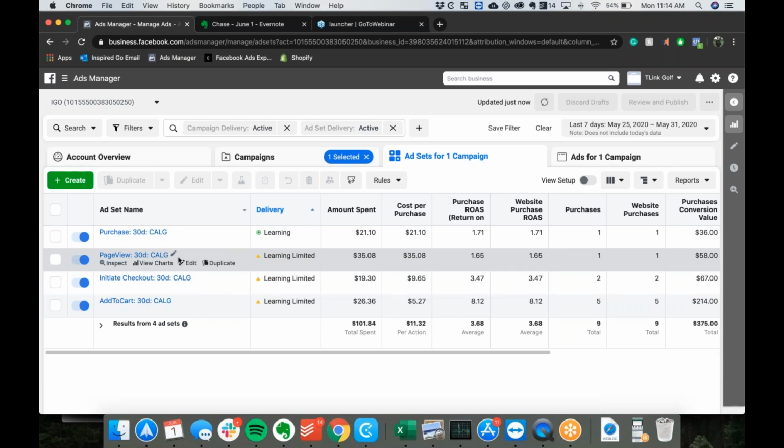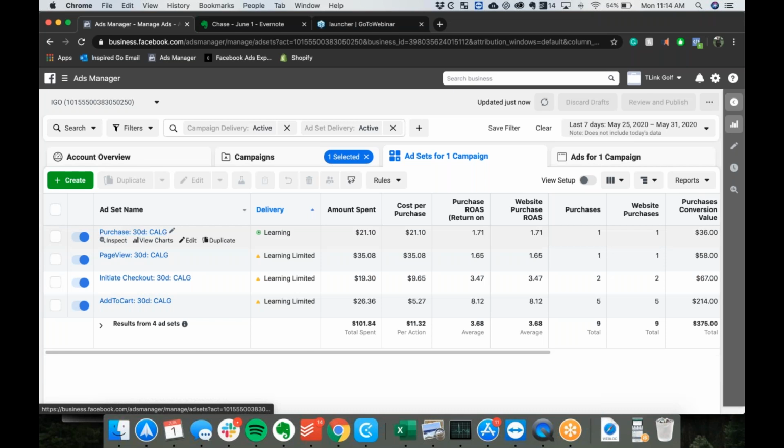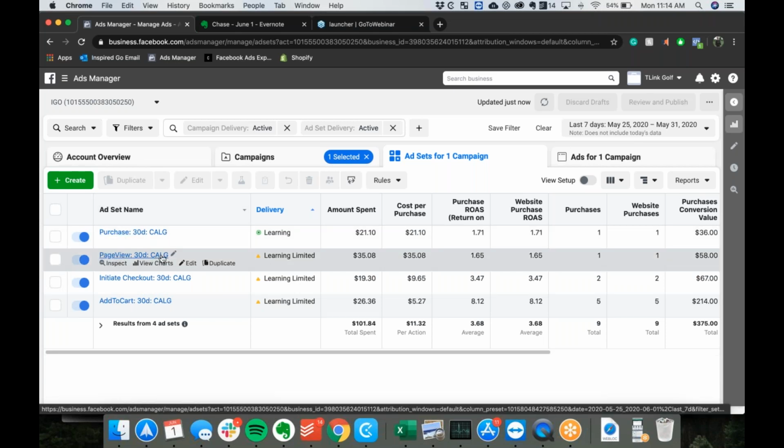Okay, got it. I mean, effectively hitting big things on the page view and the add to cart. Yeah, you could do add to cart 7 and hit like 16, 20 Xers. So these three, initiate checkout, add to cart, and purchase, those three basically go into a CBO. Page view goes into its own CBO by itself.